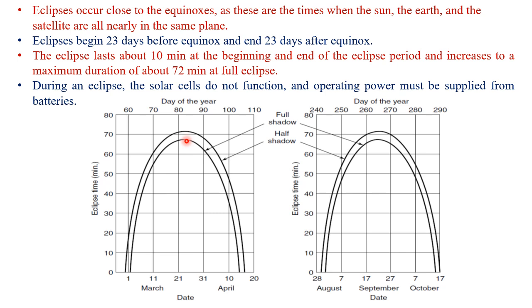So starting from 1st March up to nearly 13th of April, we have eclipse, right? We have eclipse, and near this region we have another eclipse.